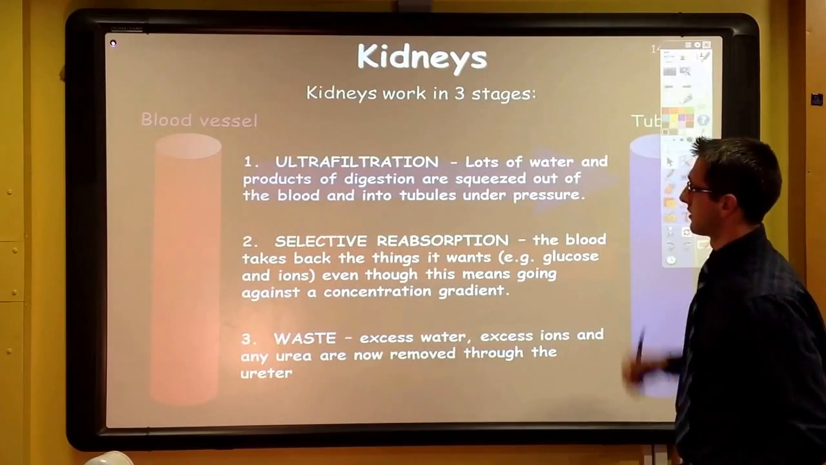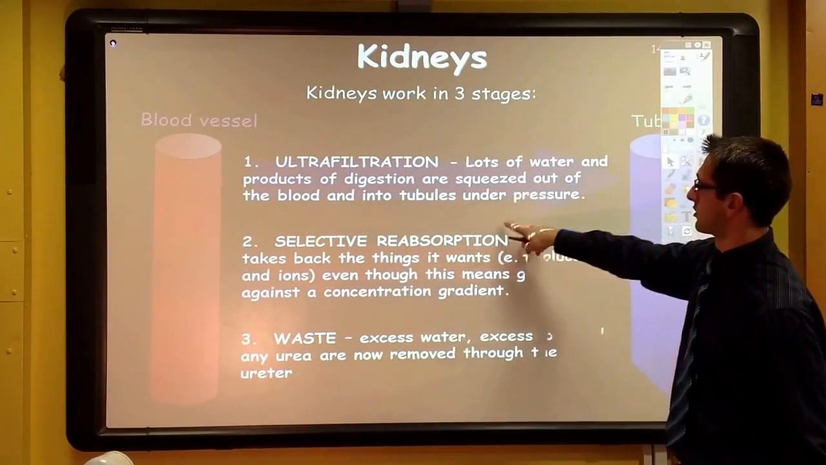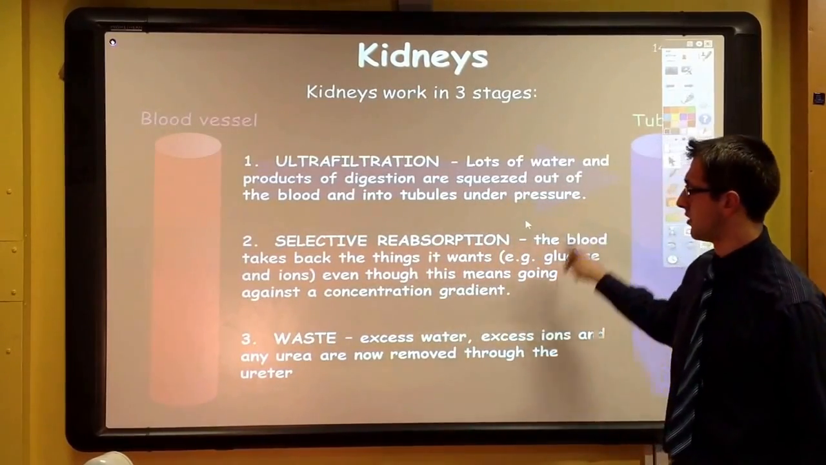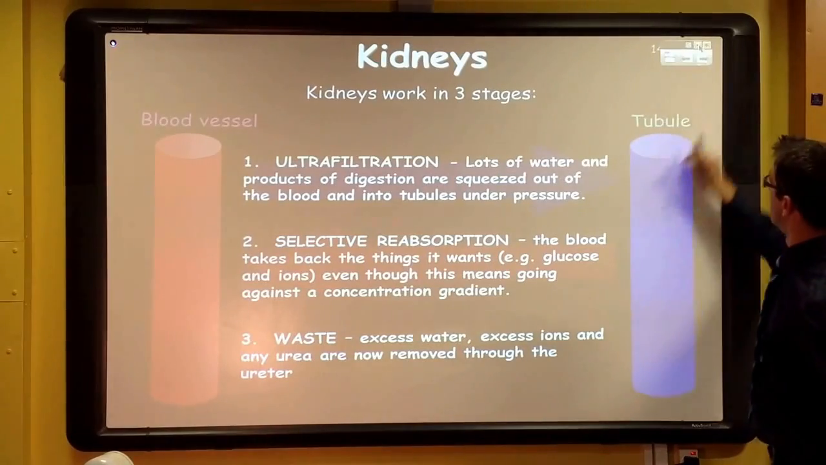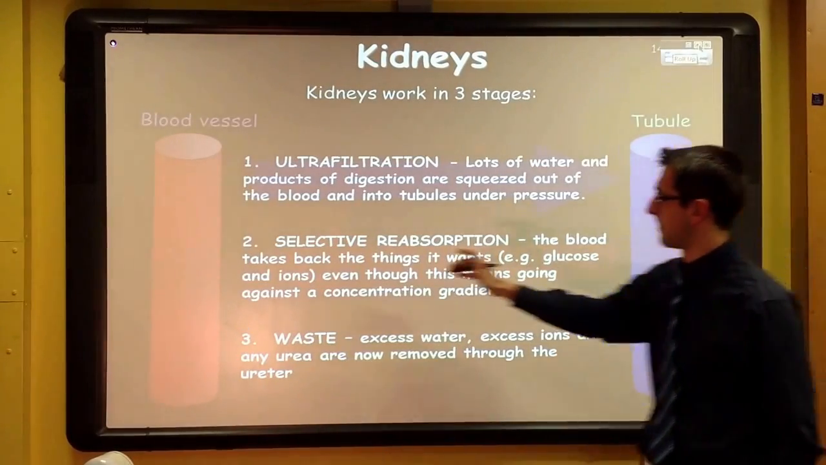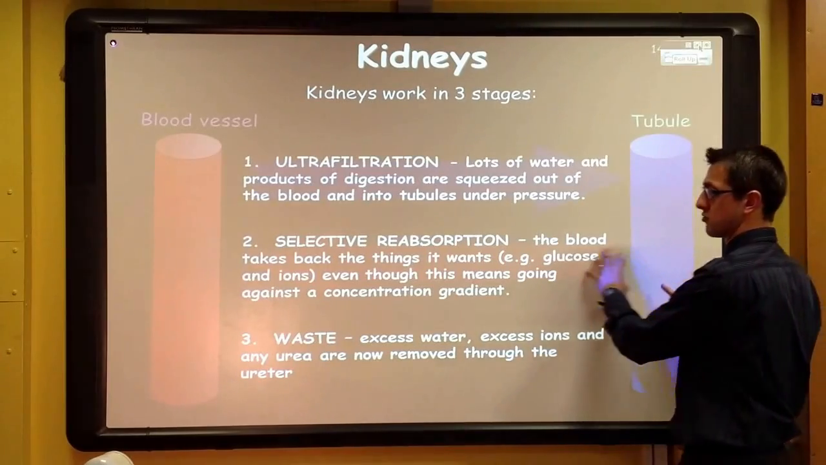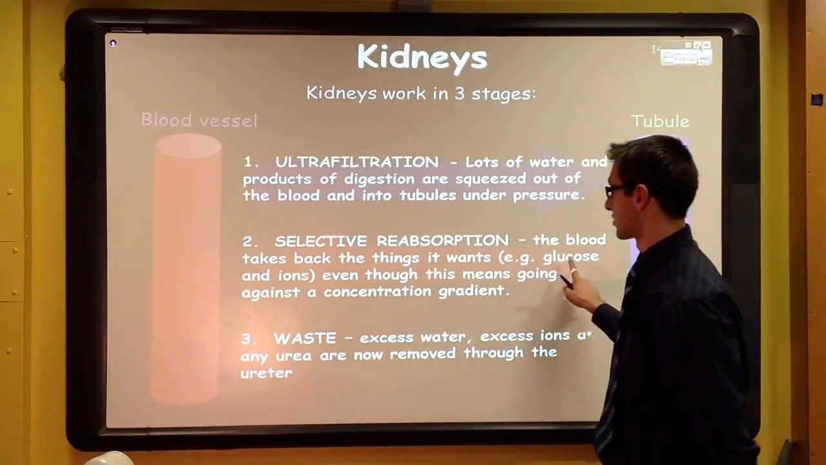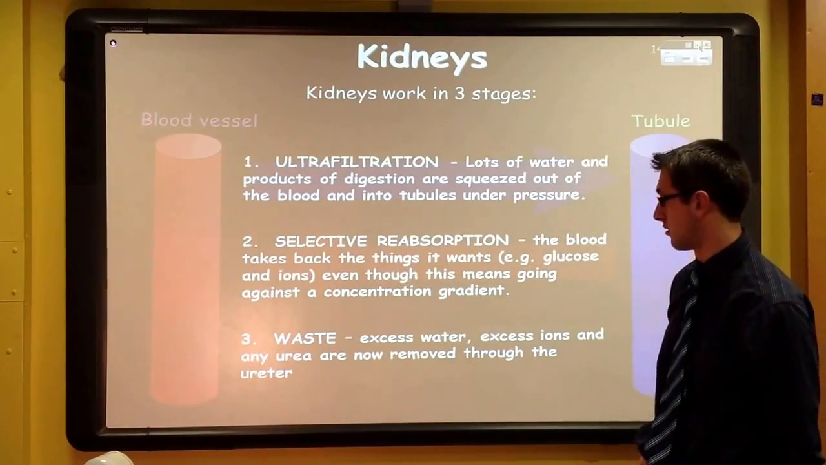So this is the process in the 3 stages. There's the ultrafiltration, where lots of water and other products of digestion are squeezed out under pressure. This is from the artery into this tubule. Then there is selective reabsorption back from the tubule into the blood vessel so the body can retain it, such as glucose and certain ions and some water.